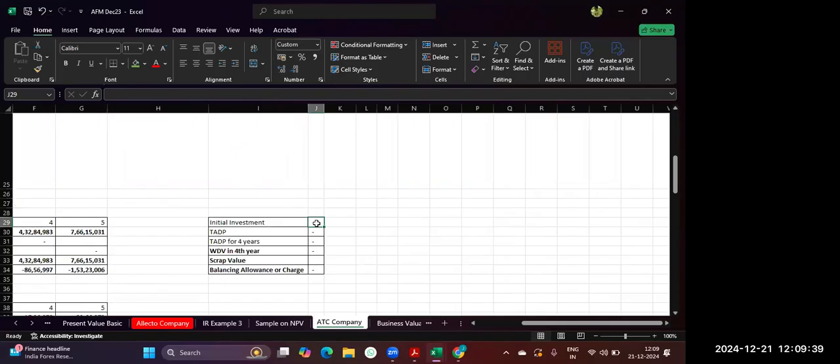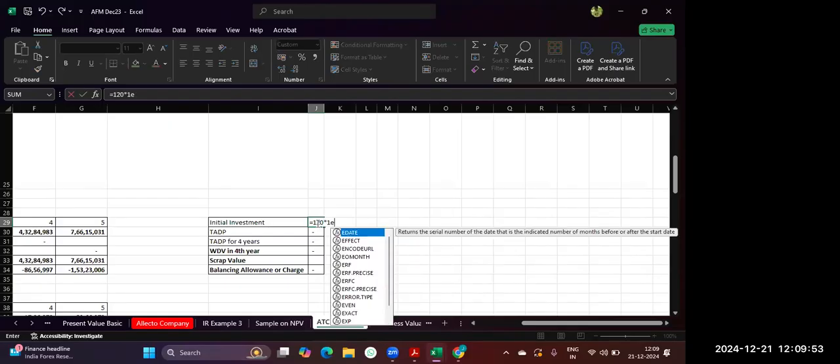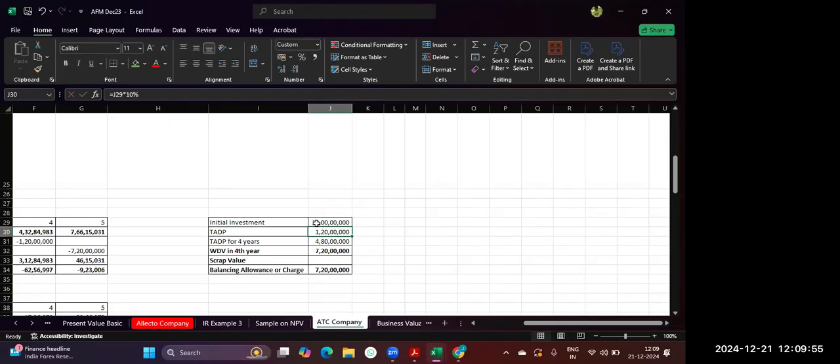What is the depreciation available on? On my initial investment. What is my initial investment? Machinery, 120 million. How much? 120 million, sir. Okay. And what is my depreciation rate? 10% WDV. 10% of 120 million, so that is nothing but 1.2 million. Yes, sir.